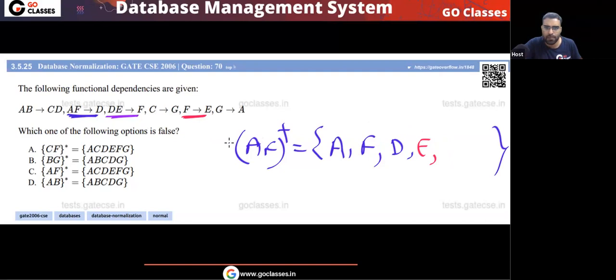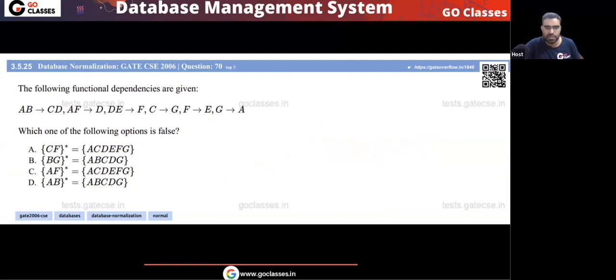What else? Can I use this? I cannot use this because I don't have AB. I cannot use this because I don't have G. F can determine E, that I already used. C can determine G, but I don't have C. Okay, so that's it, right? Yes or no? You cannot do anything else. So this statement is actually false. The question is asking for false. So option C will be correct.